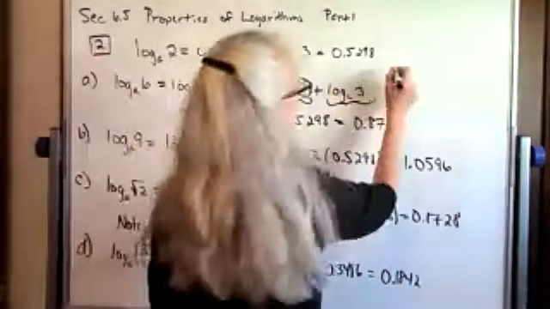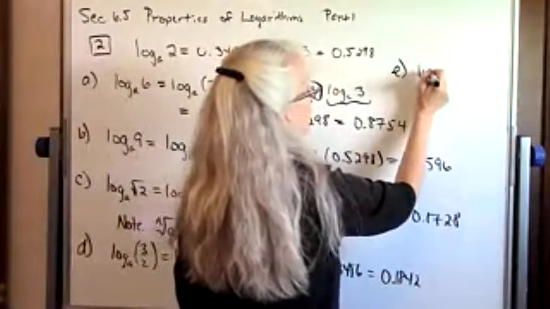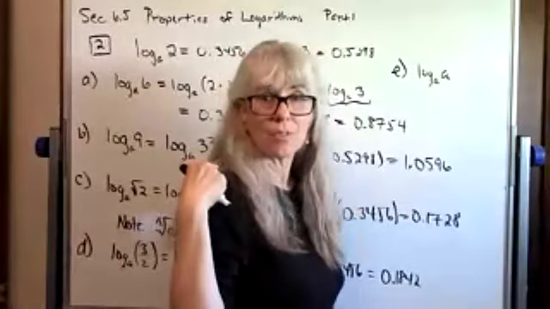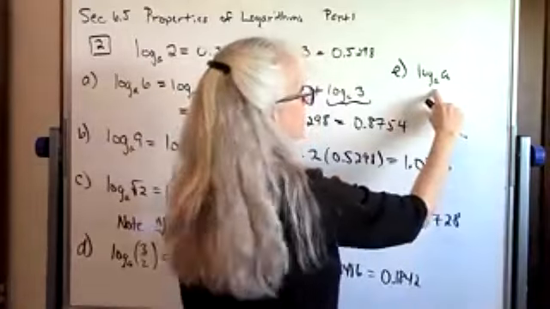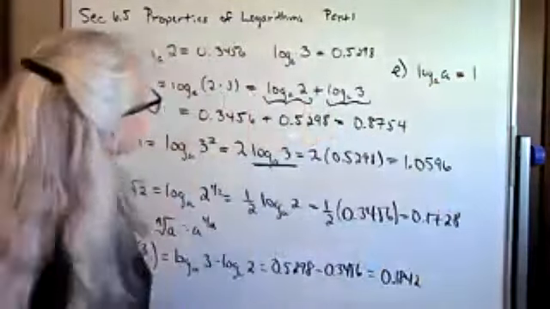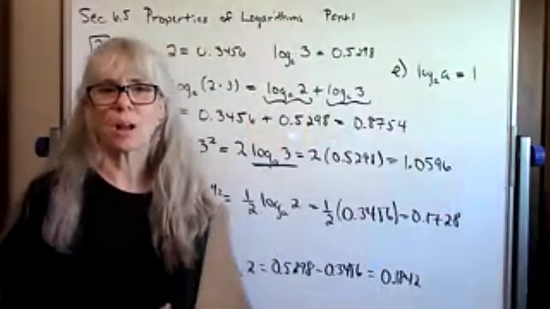Then the last one, part E. Sorry, I ran out of room. We'll do it over here. Log base A of A is a trick question. That A is not part of the information they gave us, but we know that if the base and the argument are the same thing, the answer is 1. So. Okay, next we'll work on expanding and contracting.